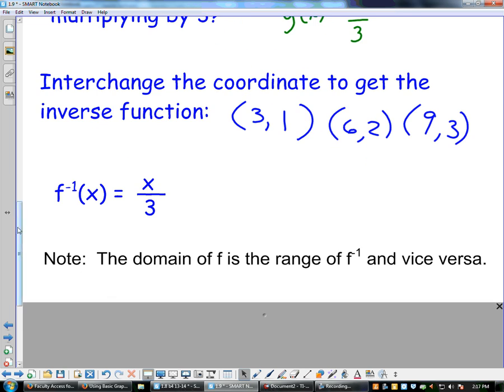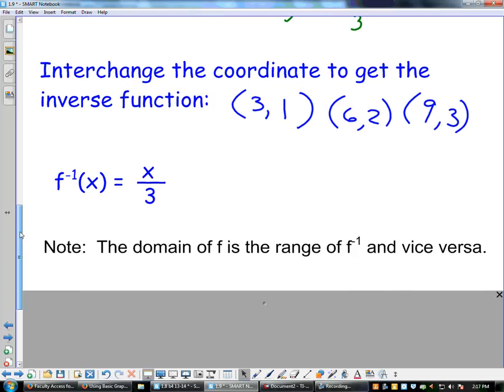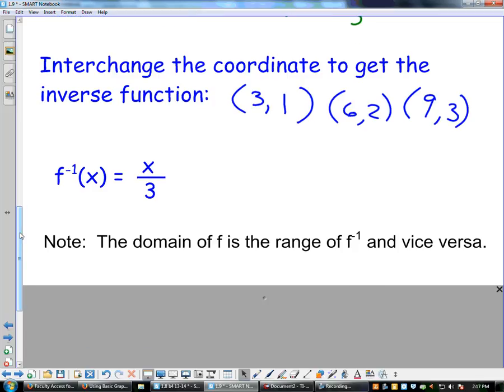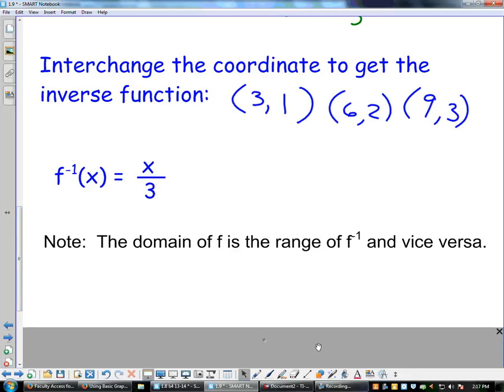So here's our inverse function. F inverse of x equals x over 3. Note that the domain of f is the range of f inverse and vice versa. All right. By the way, we use this symbol f with the little -1.